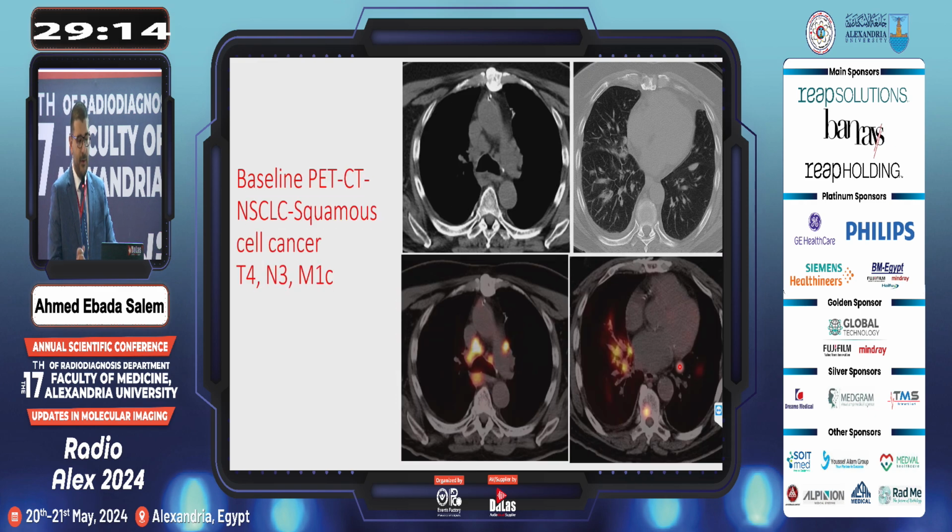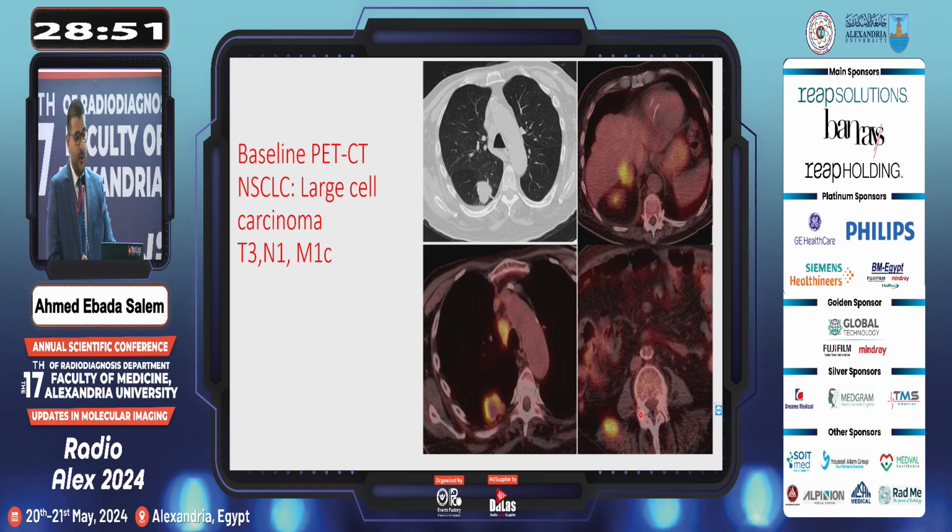This is another patient who had a squamous cell carcinoma. So he had a T4 because he had a lymphangitis carcinomatosis within the ipsilateral lung. He had also M1C disease, meaning metastatic disease related to different organs, including the lung. As you can see, contralateral lung. He had an uptake in the left lower lung as well as bony metastasis.